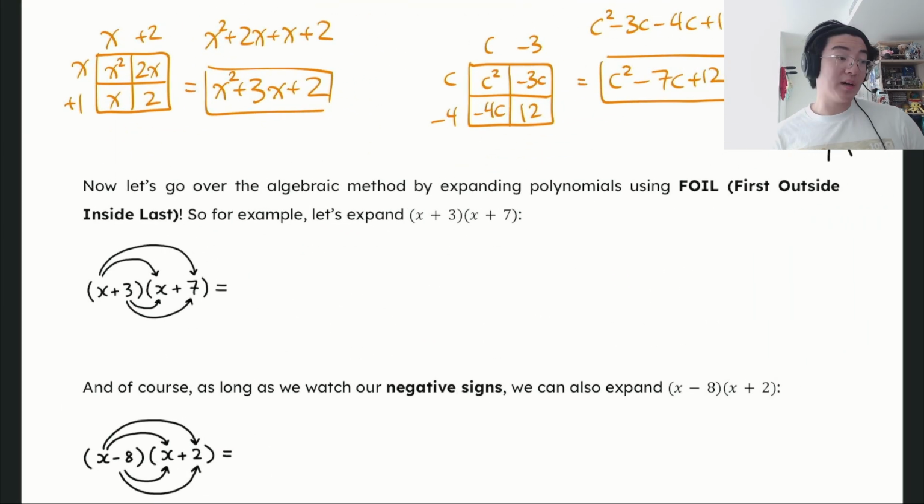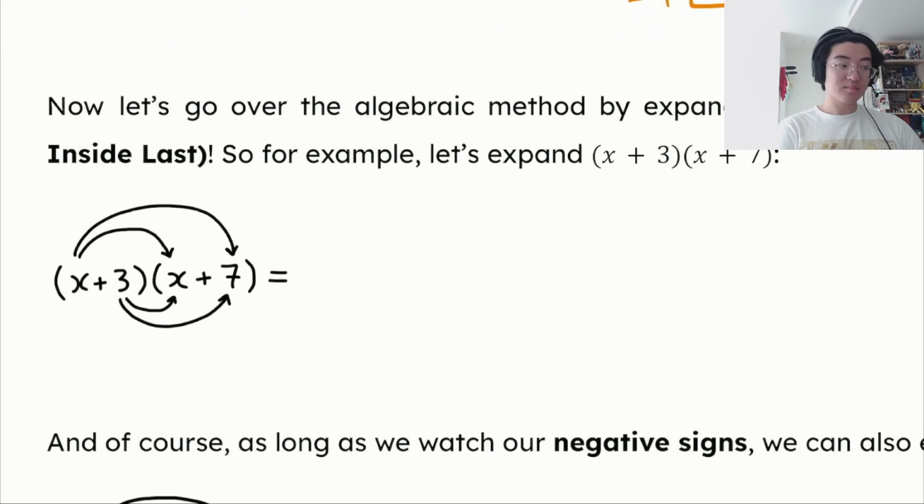But if you're a fan of flying arrows, like I am, we can use the FOIL method. It stands for first, outside, inside, last. I did not know that's what it stood for, actually. I just called it FOIL for no reason. What's important here is that we want to make sure that everything gets multiplied once.